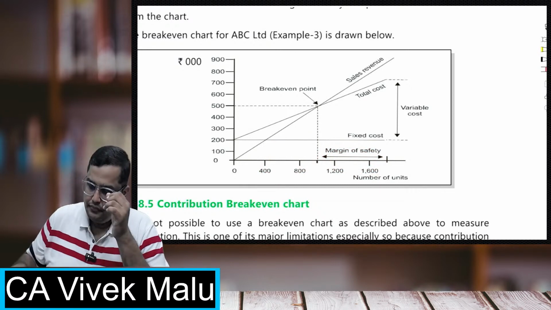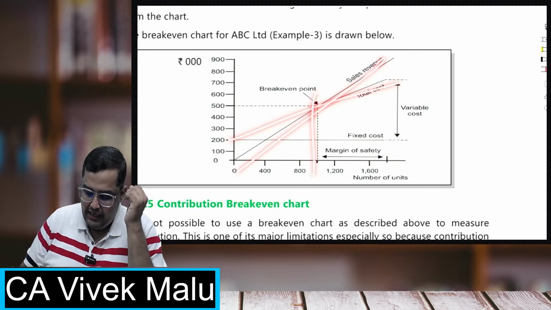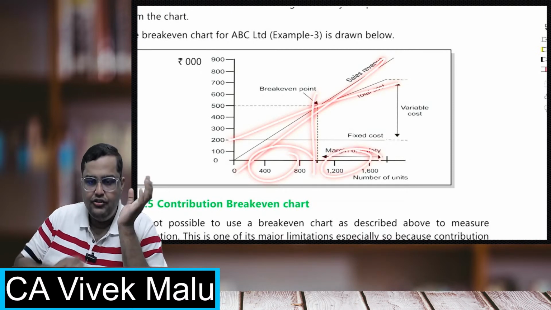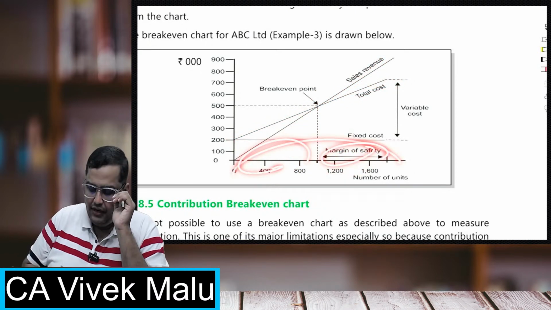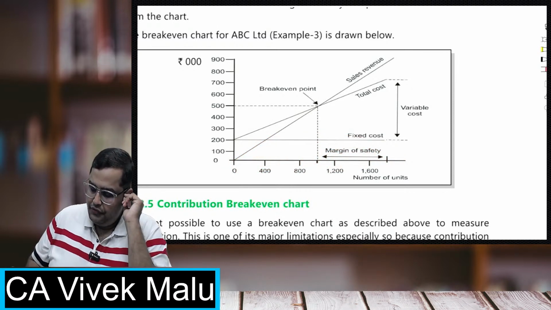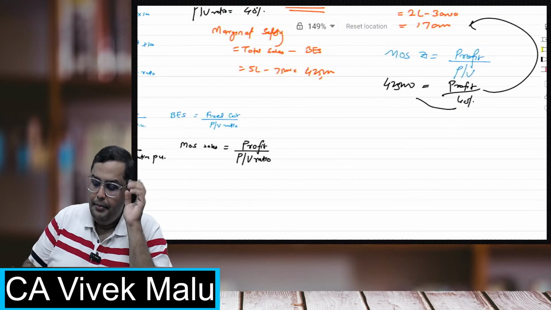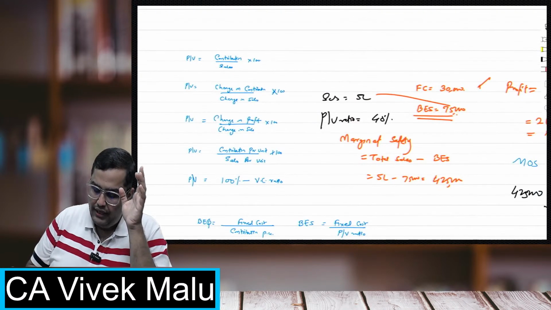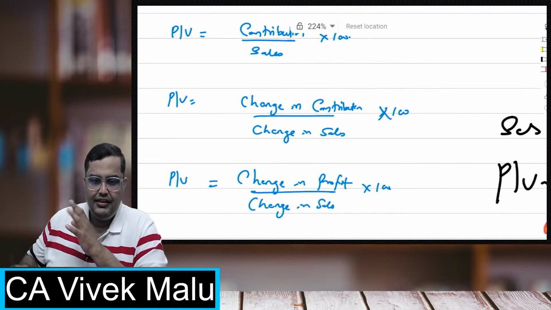So total cost and sales, where they intersect, I get the break even. Break even plus margin of safety is total. So from total, if I reduce margin, I get break even. From total, if I reduce break even, I get the margin of safety. This is how it works. Now, there are many formulas we have seen over here. Let me just repeat it one more time and then we can move ahead with the chapter.